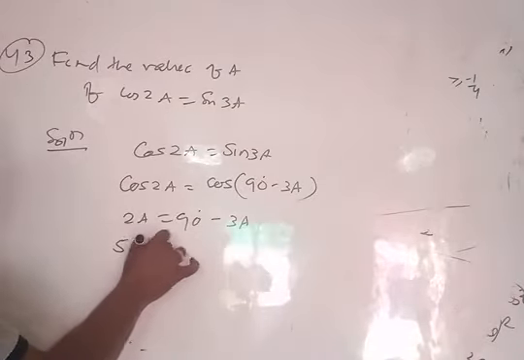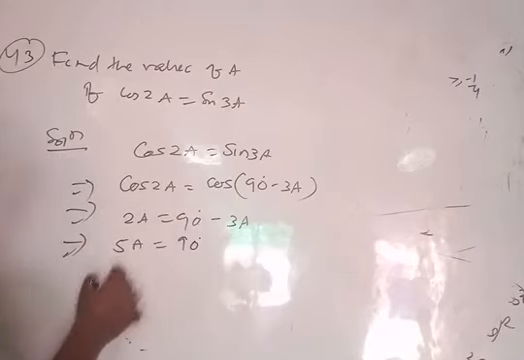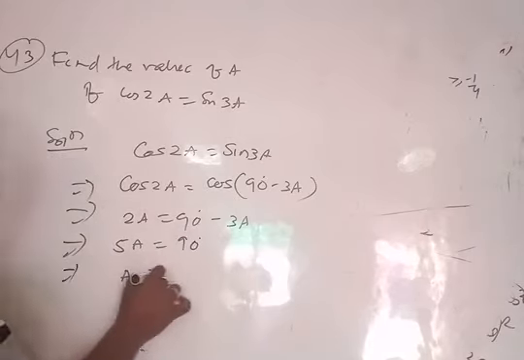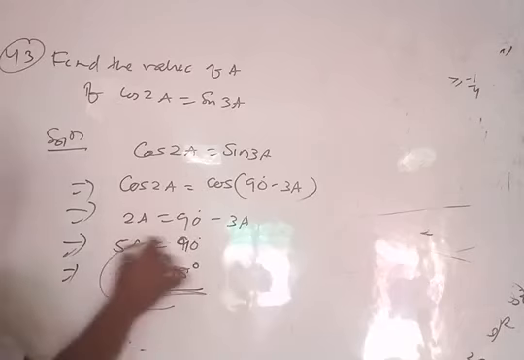5A is equal to what? 5A is equal to 90 degree. A is equal to 18 degree. The final answer.